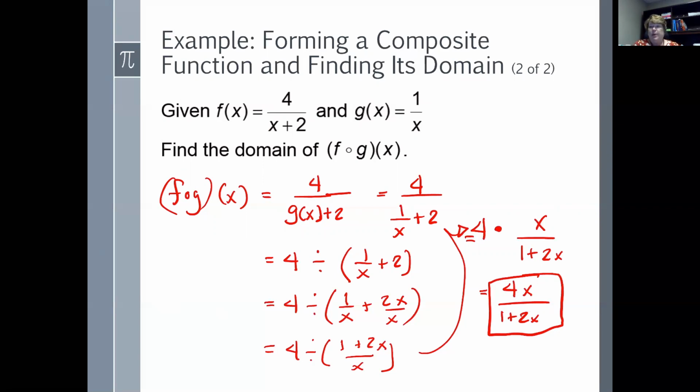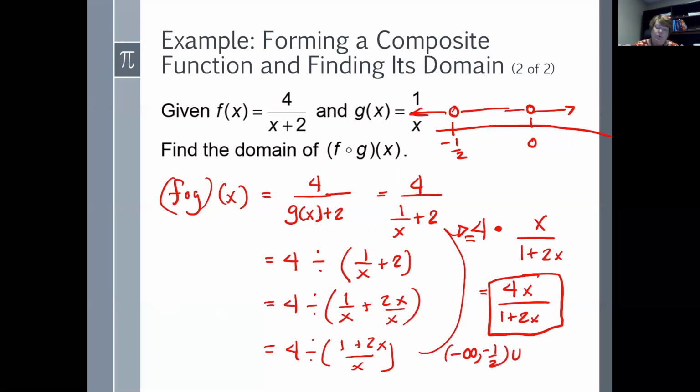All right, so now what's our restriction? Our restriction is that x can't equal -1/2 and x can't equal 0. So maybe I'll graph that up here. So I have holes at -1/2 and 0. Everything else is okay. So my domain would be from negative infinity to -1/2, union from -1/2 to 0, and from 0 to infinity.